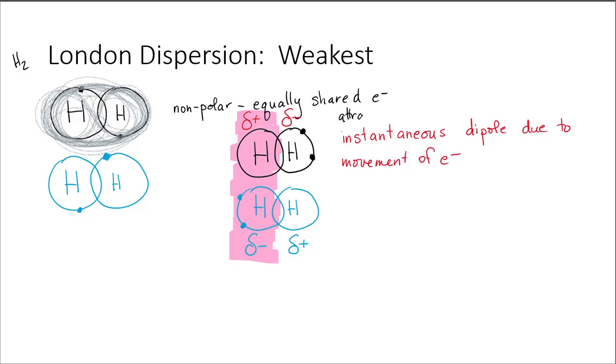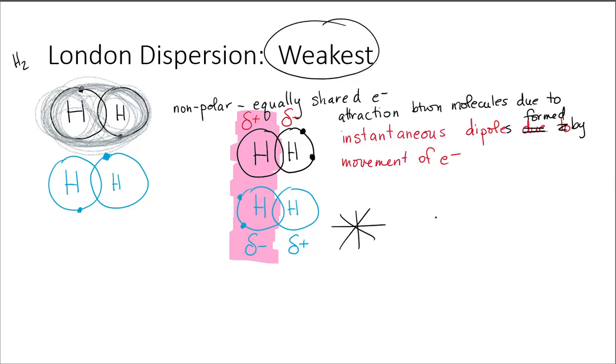It is attraction between molecules in general. We're going to find that out. Molecules due to instantaneous dipoles formed by movement of electrons. The biggest thing I can say about this, not only that it's the weakest, but every molecule has the London force.